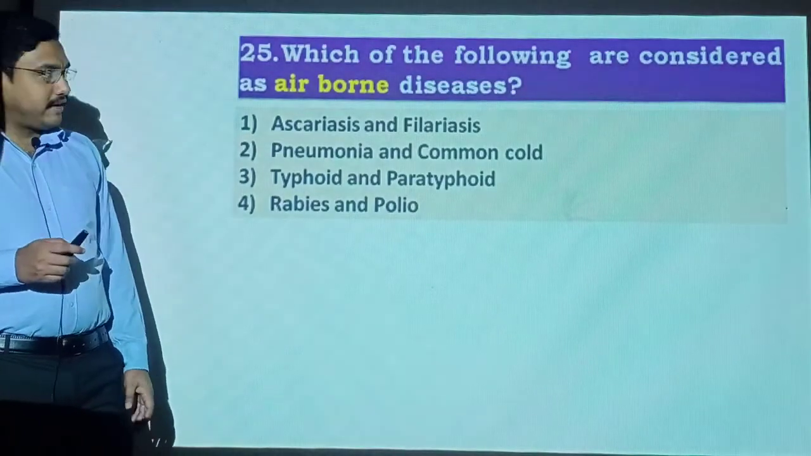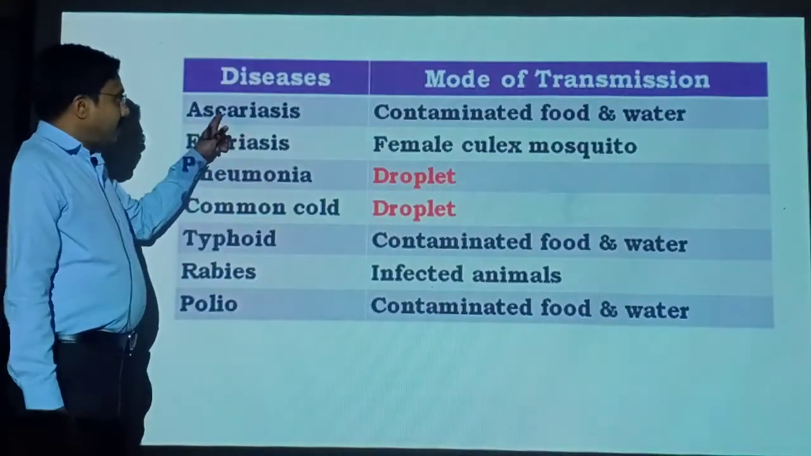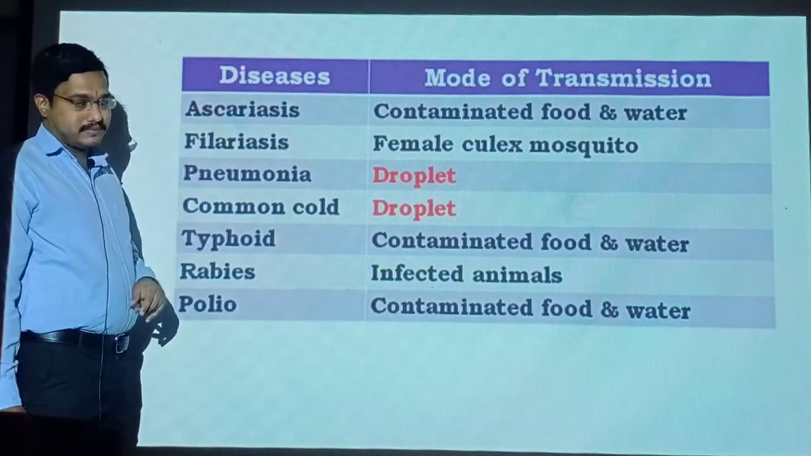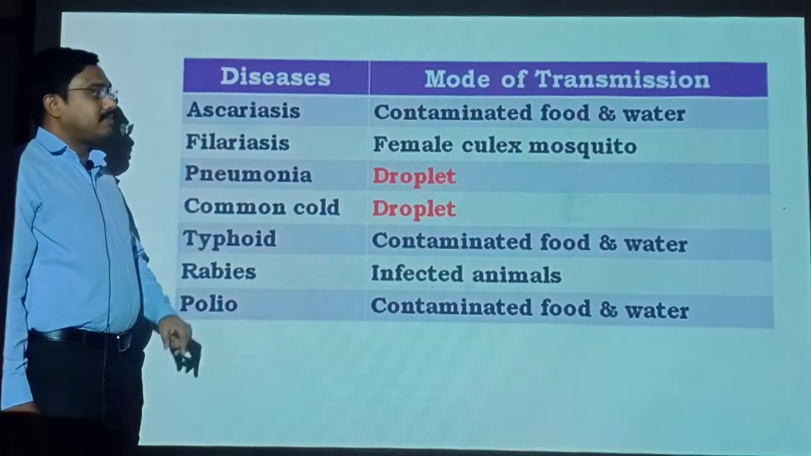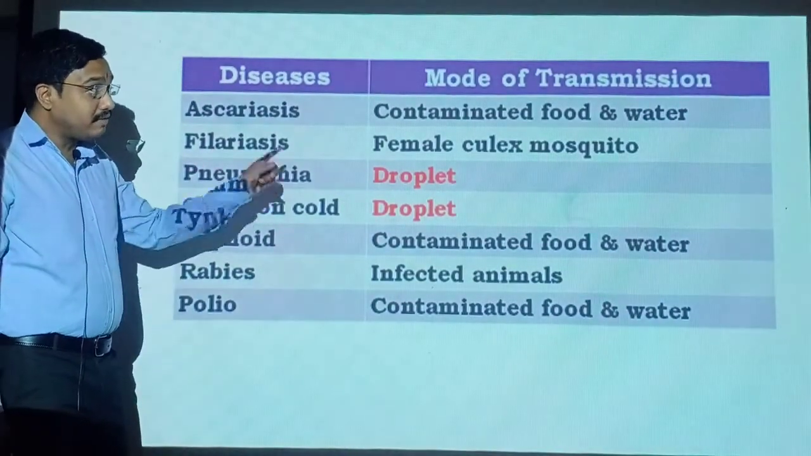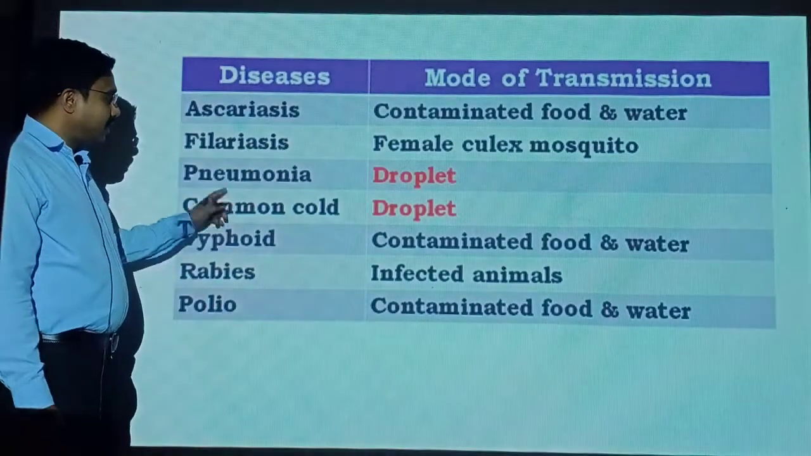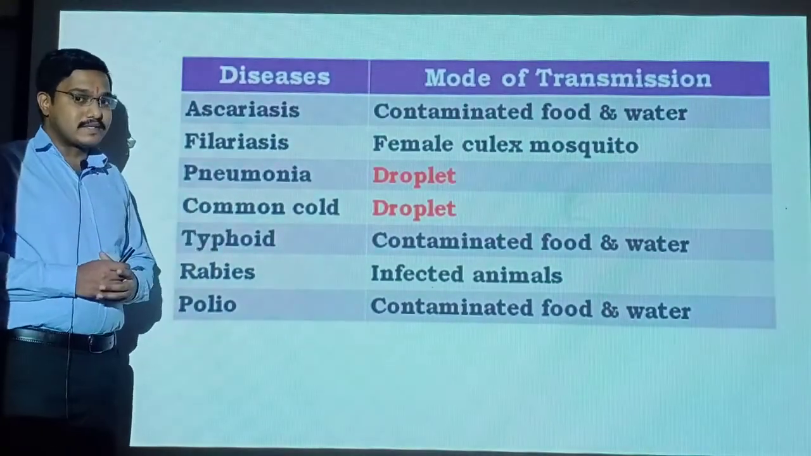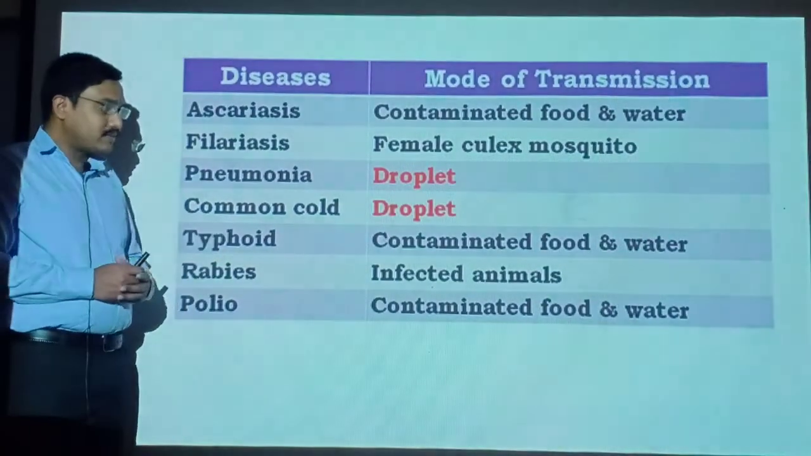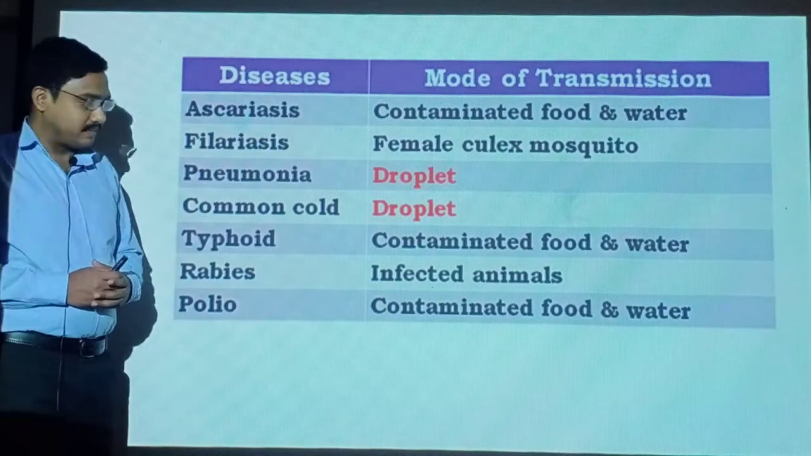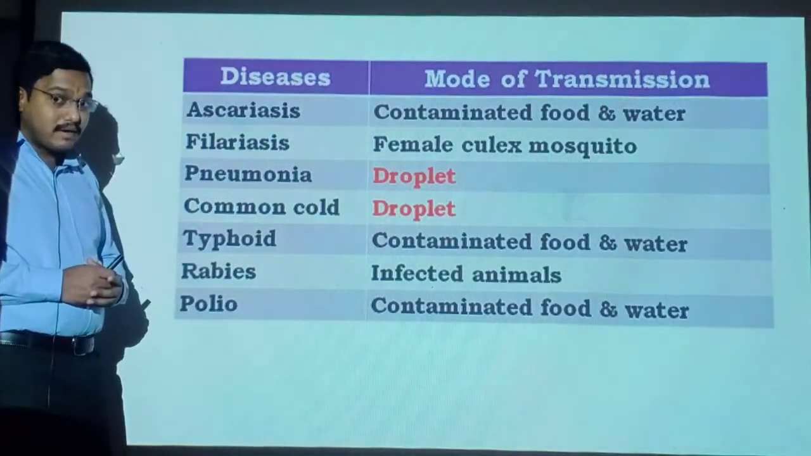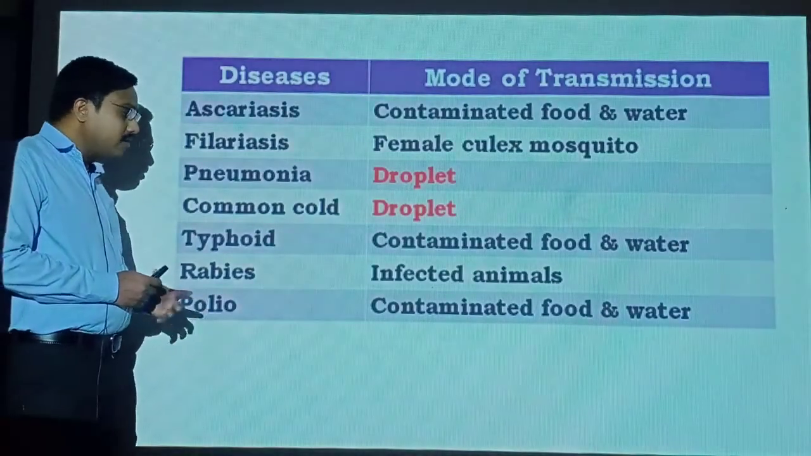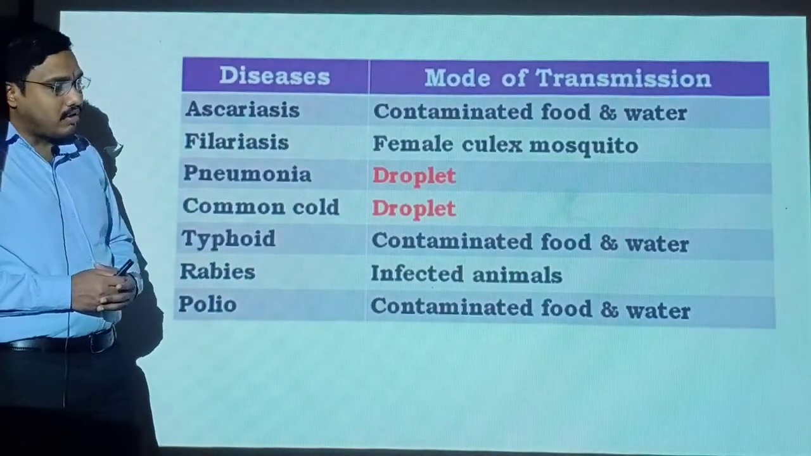Okay, now look here. Ascariasis is by contaminated food and water. Filariasis is by the bite of an infected female Culex mosquito. Pneumonia is by droplet method. Common cold is by droplet method. Typhoid is by contaminated food and water. Rabies is by the bite of infected animals, especially the dog. Polio is by contaminated food and water.